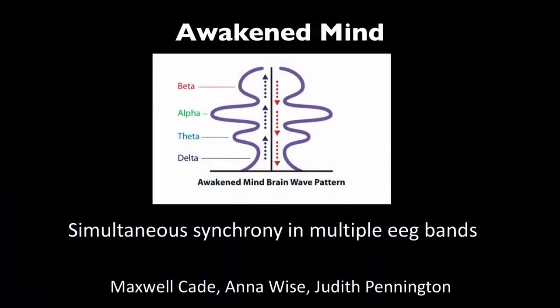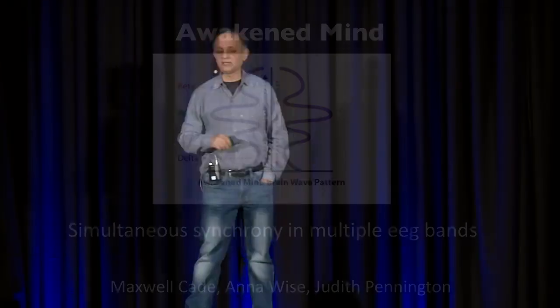And so you might be familiar with the work of Anna Weiss and Maxwell Cade, who studied Zen meditators. At that point, earlier, they weren't looking at gamma, now they are, and they discovered that Zen meditators had simultaneous synchrony in multiple EEG bands. So they could produce high power in multiple bands, which they considered as being able to have information travel up and down these bands.